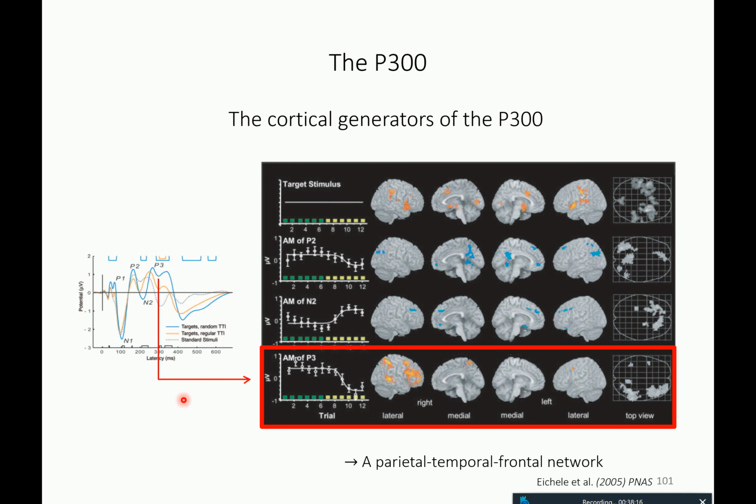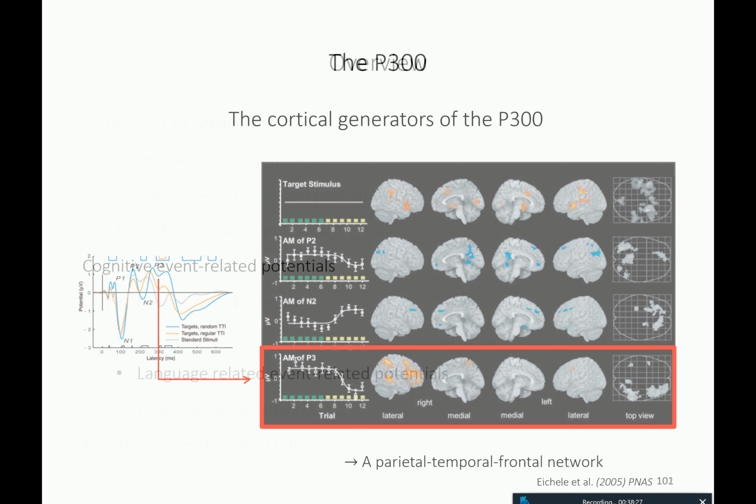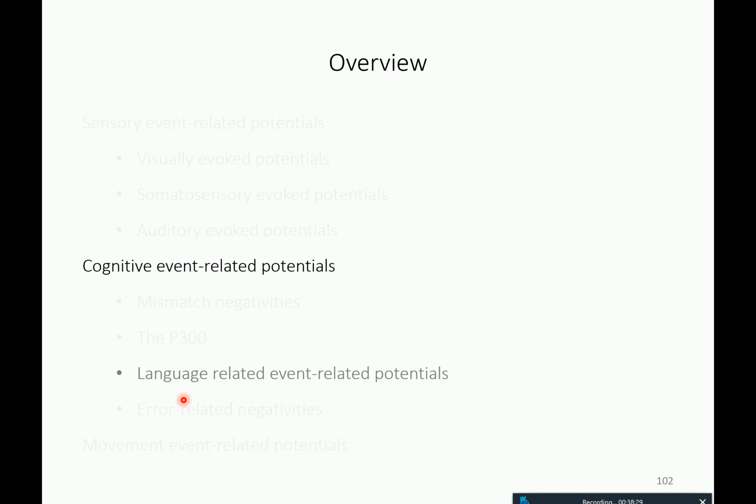Good. But the important thing again about P300 is that P300 is associated with attending to the stimulus, and mismatch negativity is associated with not attending to the stimulus. So that's the bottom line there.